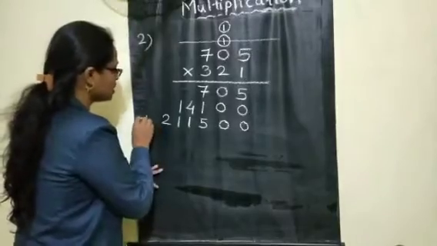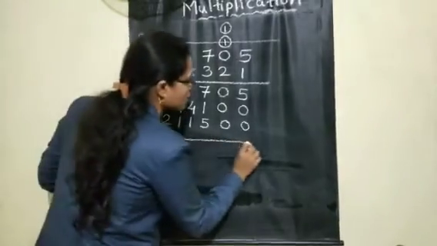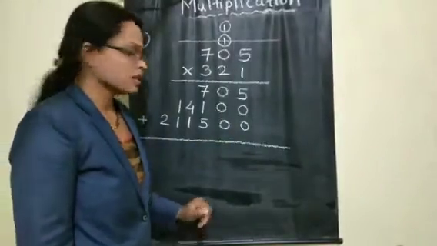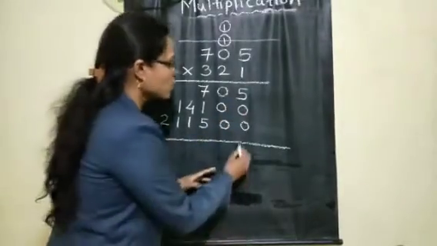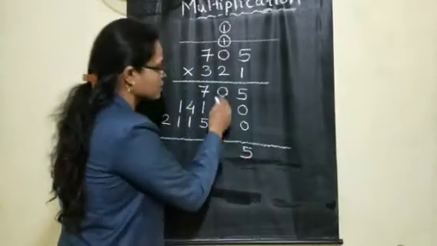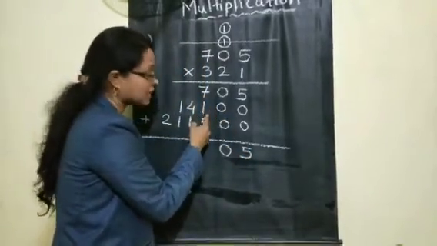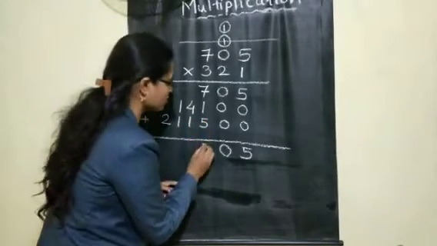So now we will do the addition of all these numbers. Let us start doing the addition from our ones place. 5 plus 0 plus 0, 5. 0 plus 0 plus 0, 0. 7 plus 1, 8. 8 plus 5, 13.